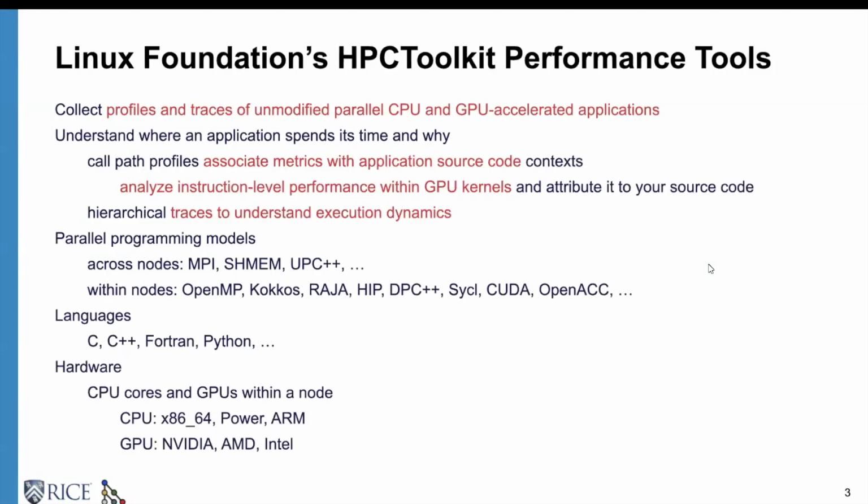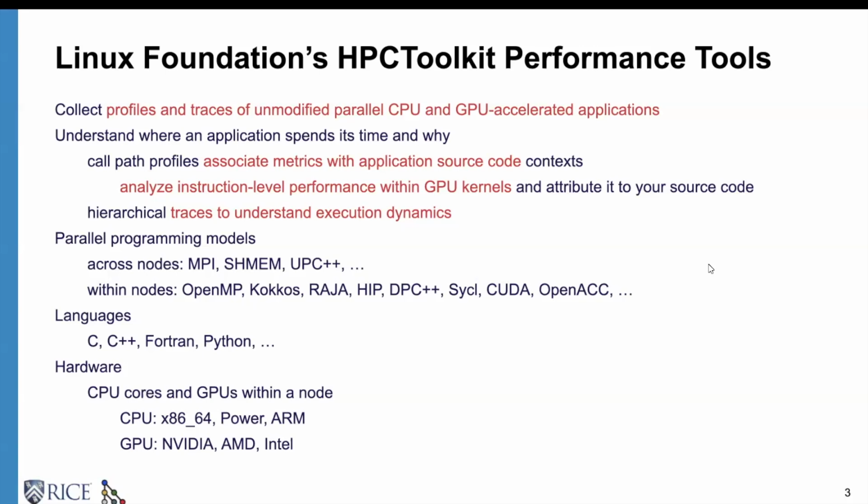So today I'm going to be talking about the HPCToolkit performance tools. These were principally developed by my group at Rice University. They're now a Linux Foundation property. We joined the High Performance Software Foundation last year, along with a number of other DOE-sponsored projects. HPCToolkit can collect profiles and traces of unmodified CPU and GPU-accelerated applications. Samir was talking about similar capabilities that TAU has for doing that sort of thing.